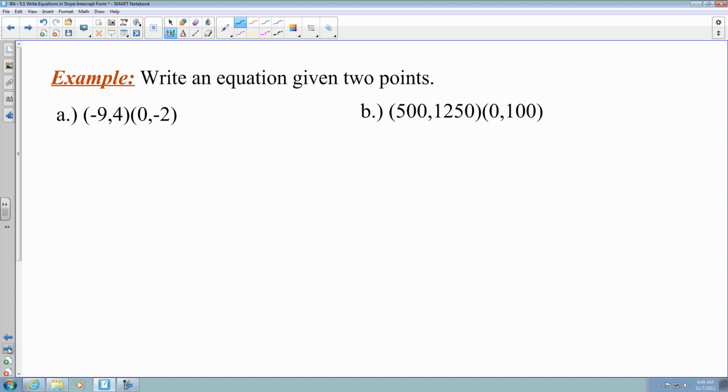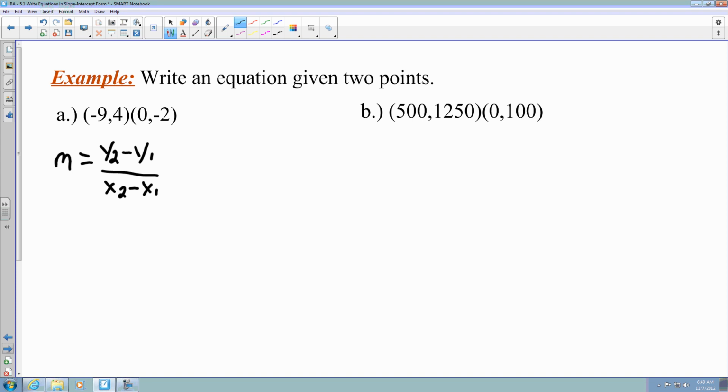Okay, in this example, they're asking us to write the equation of the given points. This time they don't give us the graph, so to find the slope, we must use that equation m equals y2 minus y1 over x2 minus x1. In these two values, they do give you the y-intercept. Can you guess which coordinate they're talking about?